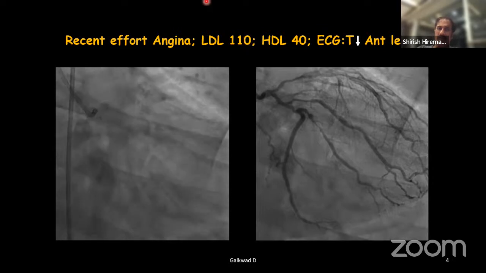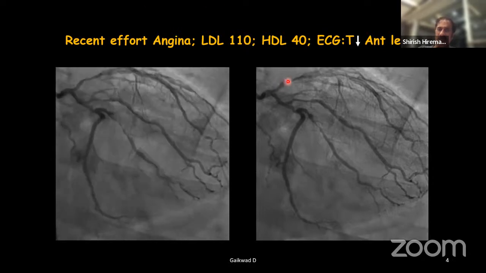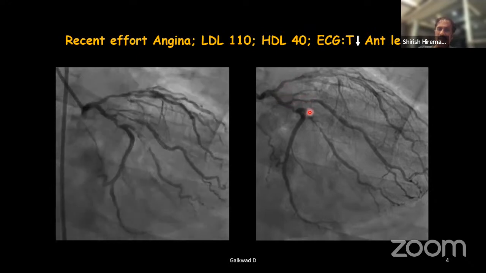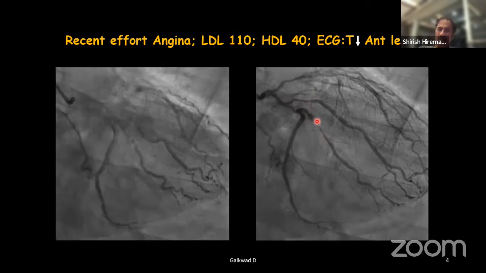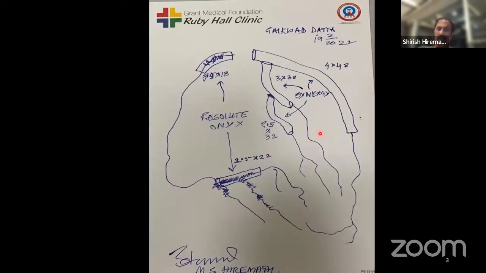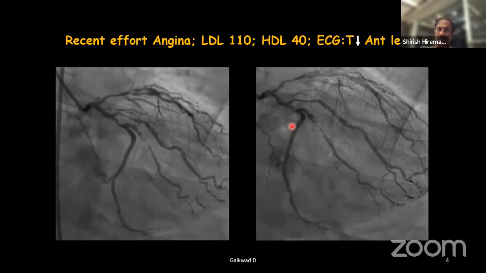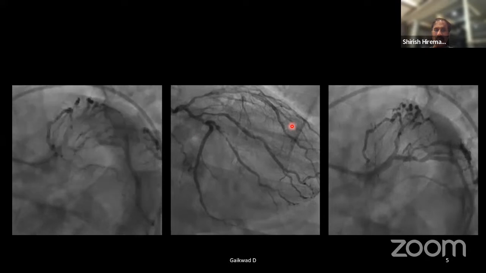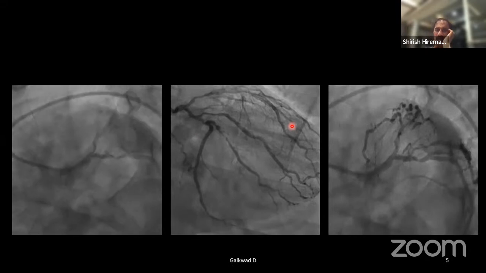So you can see here LAD disease right from the origin. OM also has critical disease. The next OM is also a sizable vessel and shows critical disease. So the plan was something like this: LAD long lesion, or LCX ostium to OM1, and from here to OM2. So that is what the plan was. These are the diagnostic angiograms.